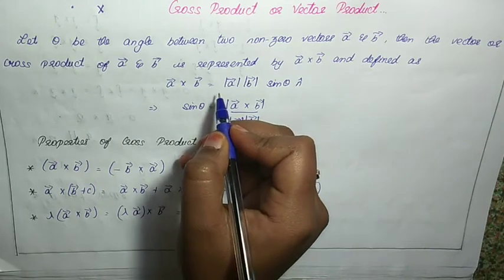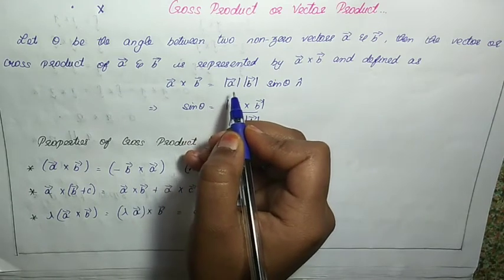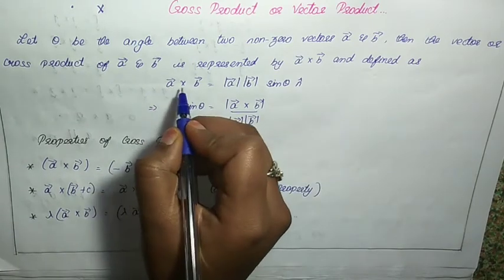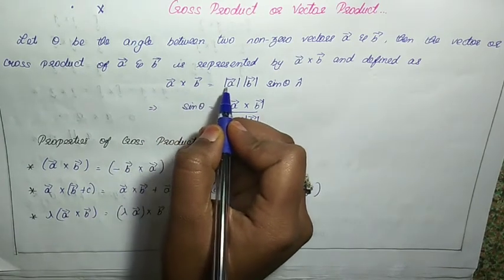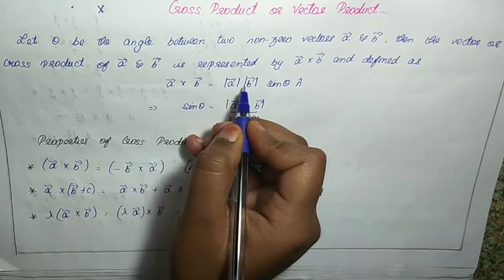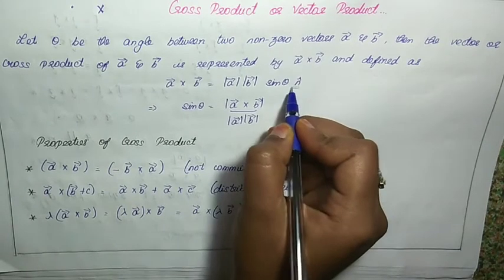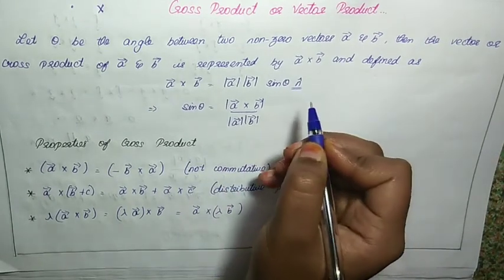Okay, so now as we learnt for dot product, a vector dot b vector equals magnitude of a vector into magnitude of b vector into cos theta. We learnt for cross product, a vector cross b vector equals magnitude of a vector into magnitude of b vector into sine theta into this n cap. This is a unit vector. N is a unit vector.